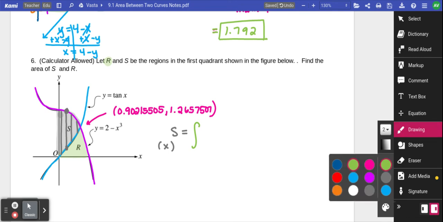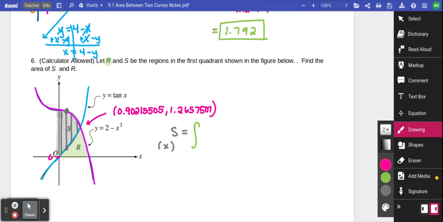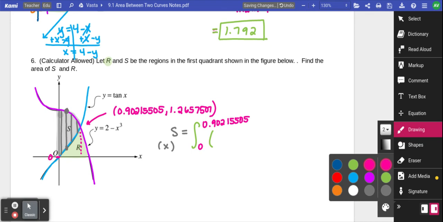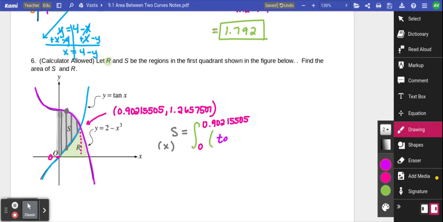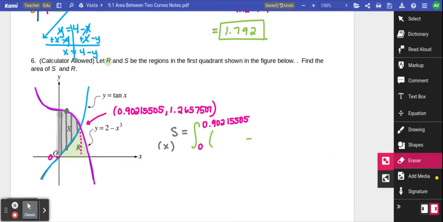Now, the bounds would be the lowest X value, which is 0, to the highest X value, which is 0.902155505, that whole X from our ordered pair. And that's my X values. The top equation here is going to be my purple equation, which we're very thankful is already in terms of X, so it's tangent of X, minus my bottom equation here is going to be my blue, I'm sorry, I wrote the wrong one. My purple equation, which is 2 minus x cubed. There we go.